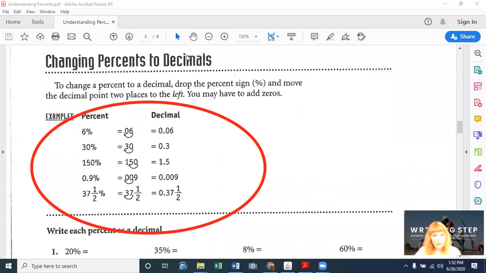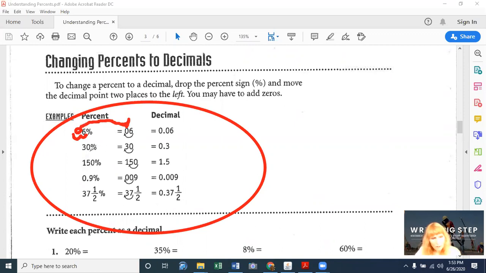So 6%, we're going to move the decimal 2 to the left this time. The decimal starts after the number, and if we jump 2 to the left, we have the decimal here now. We have to fill in our empty space with a 0. That's why we have a 0 over here, so 0.06. So the answer is 0.06.